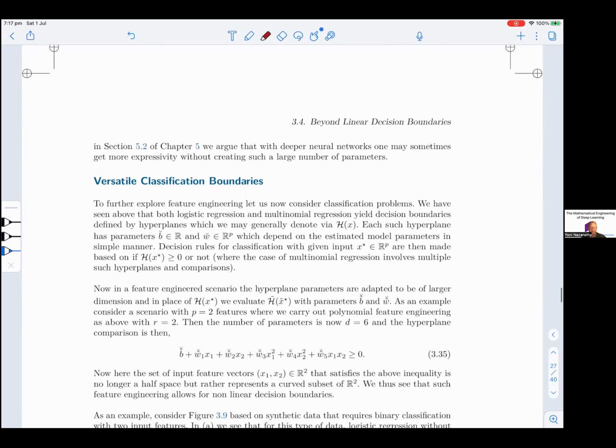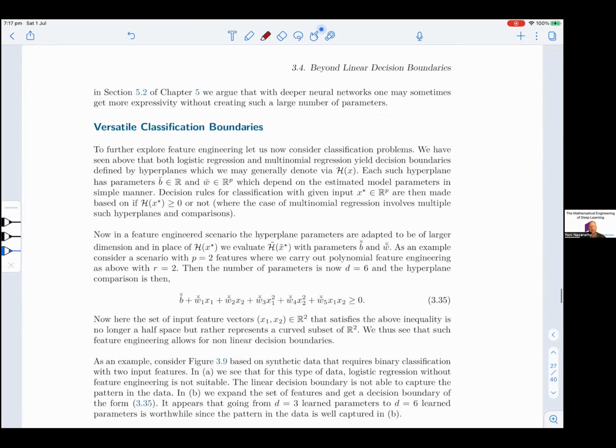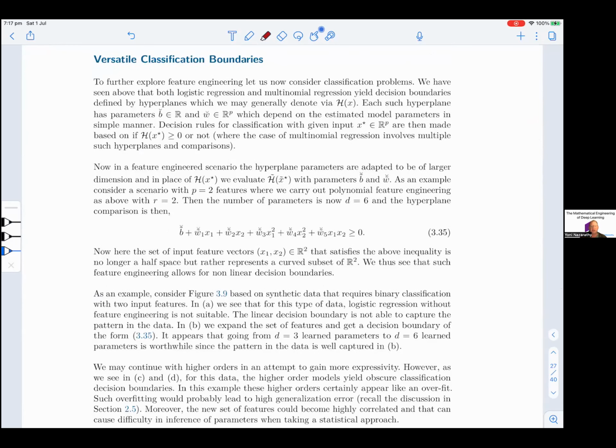Let's look now at versatile classification boundaries. To further explore feature engineering, let us now consider classification problems. We have seen above that both logistic regression and multinomial regression yield decision boundaries defined by hyperplanes, which may be generally denoted via h of x. Each such hyperplane has parameters b breve and w breve in R^p. So breve is this funny thing above the letter, which depend on the estimated model parameters in a simple manner.